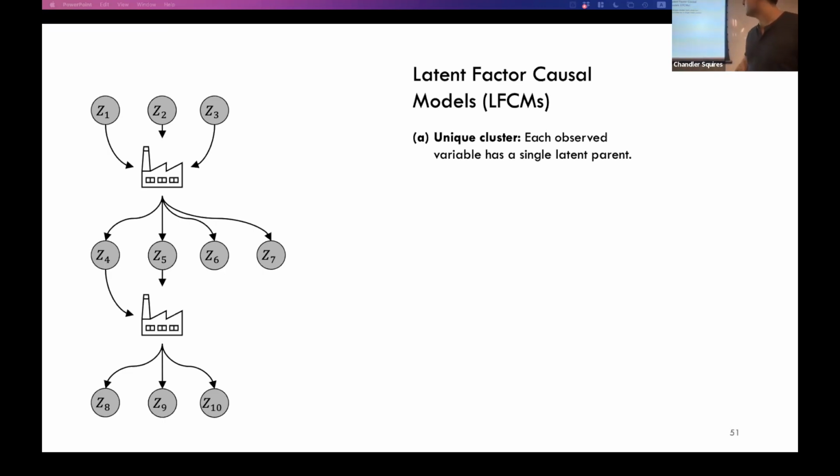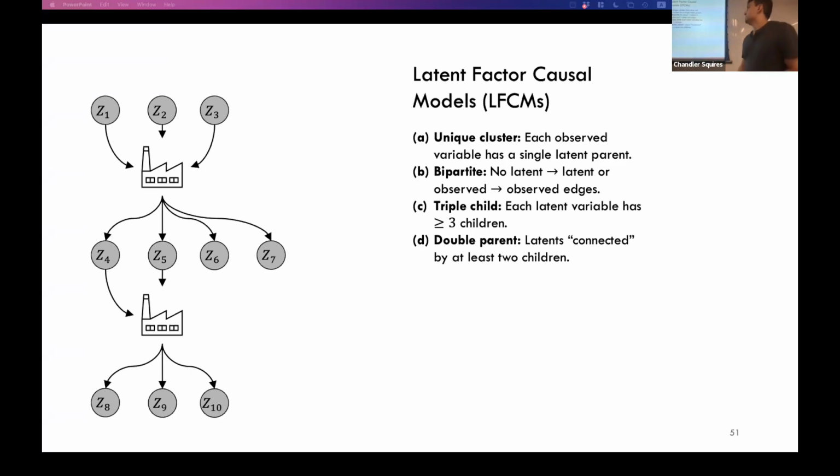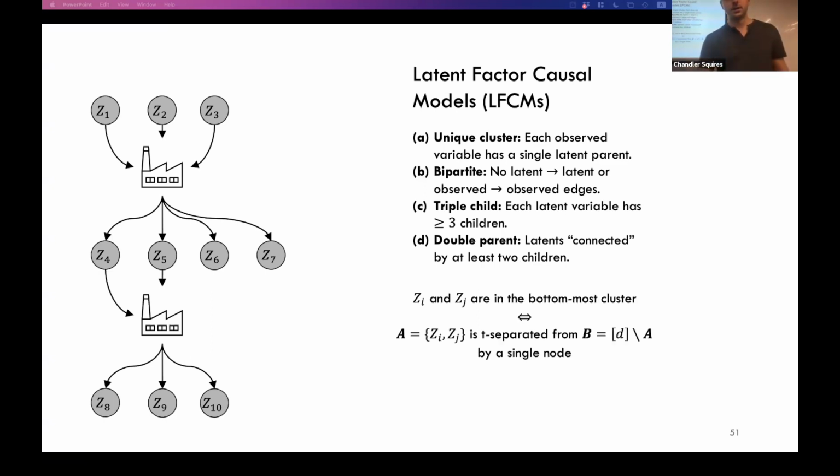Some of the conditions that we need are that each variable belongs to a unique cluster, so it only has a single latent parent. The graph is bipartite, so there are no edges from a latent variable to another latent variable or from an observed variable to an observed variable. And then we're going to use some graphical conditions on how many children each latent variable needs, and how many parents each of the latents needs. So if we have a latent variable here and a latent variable here that have a path between them, we're going to need 2 things on that path between them instead of just 1. And that's going to go into this rank testing.